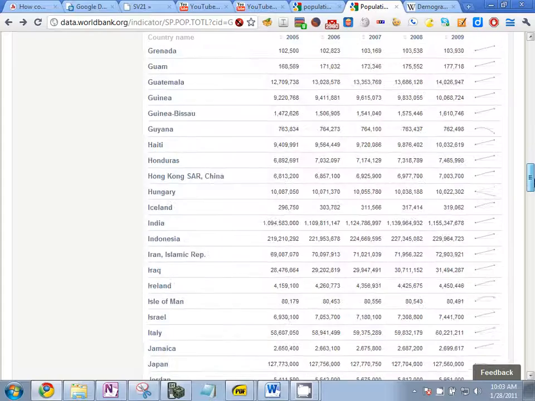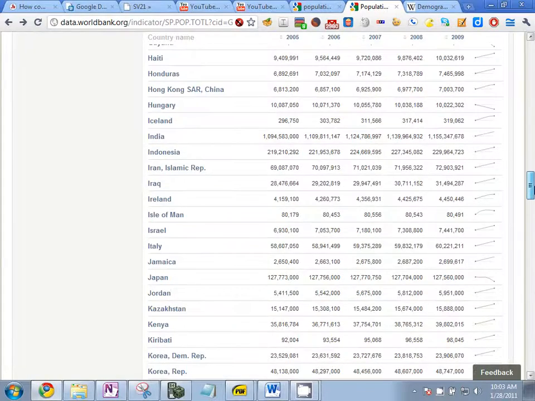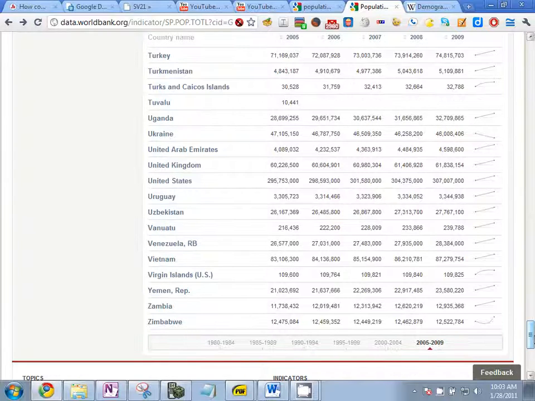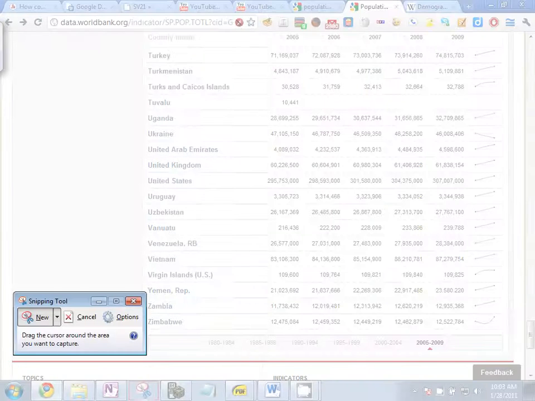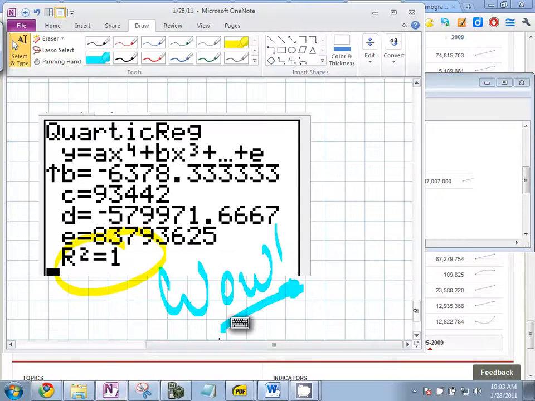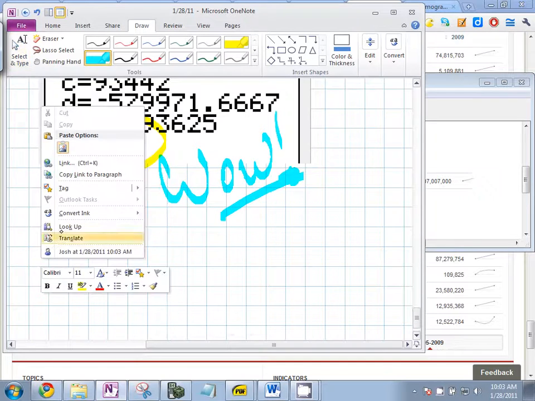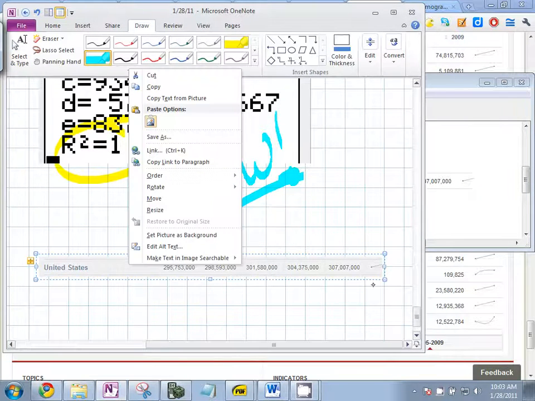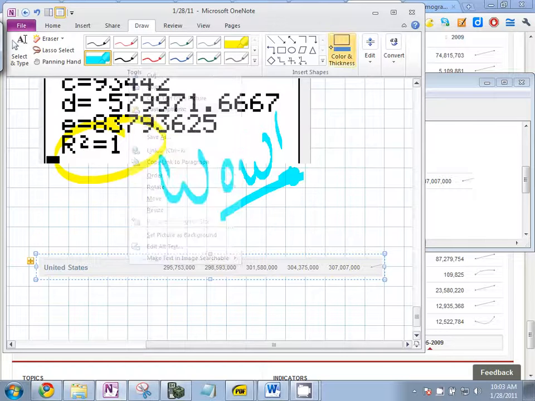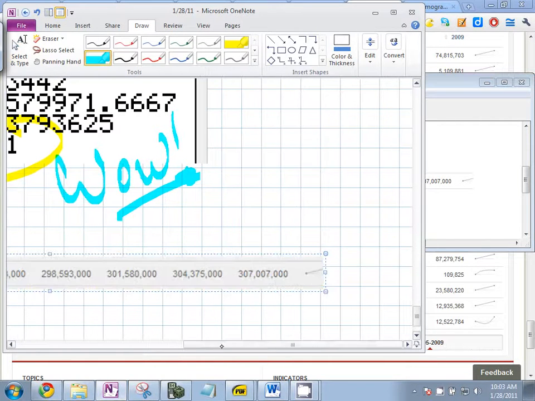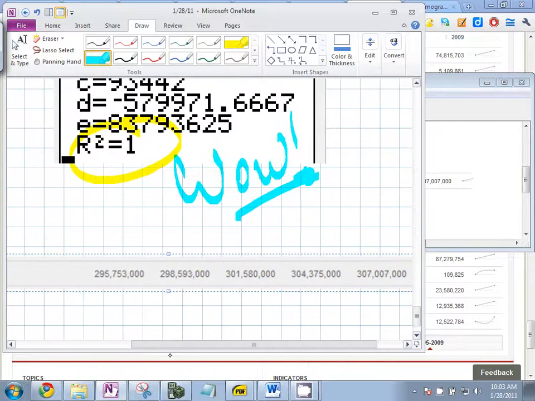The U.S.? Let's look at the U.S. United States. How do they drop 30 million in 20 years? Oh yeah, easy. So I don't know if I get that number. Everyone gets 5 points.